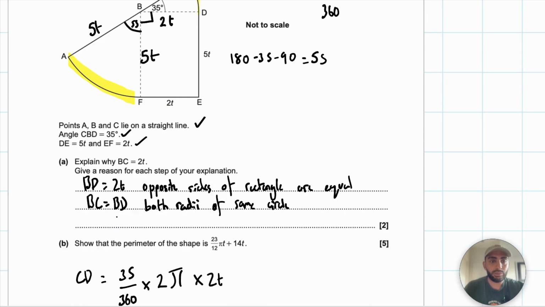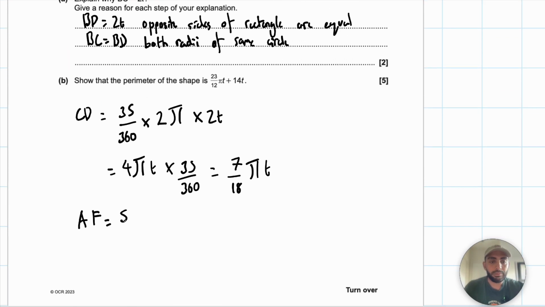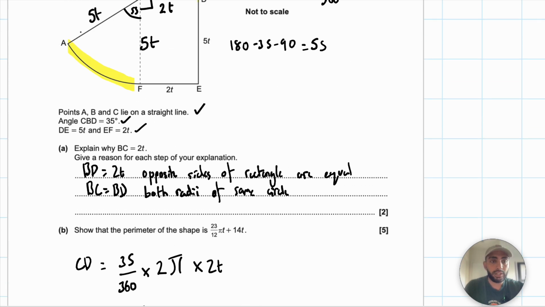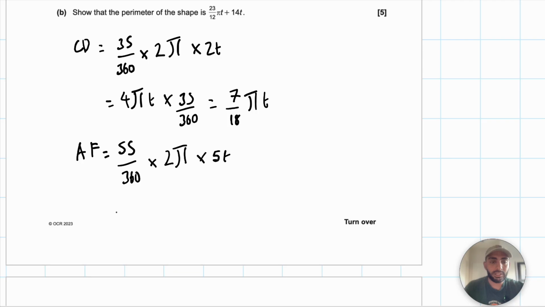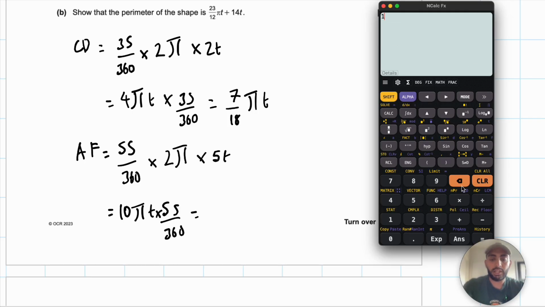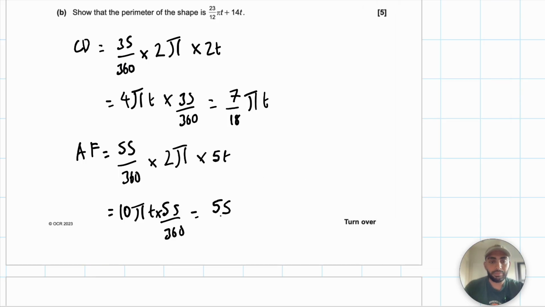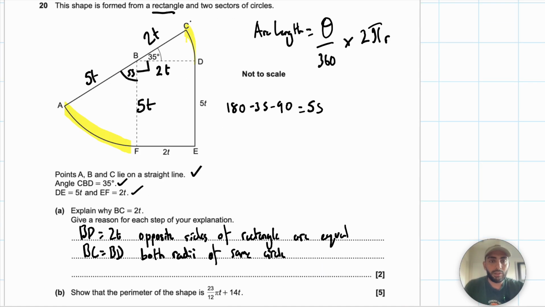AF is going to be 55 over 360 multiplied by 2 pi multiplied by the radius, which is 5t. If I simplify that, I get 10 pi t multiplied by 55 over 360. Let's see what we get. So we have 10 multiplied by 55 over 360, which is 55 over 36. That's pi t. So now we have the length of AF and we have the length of CD.